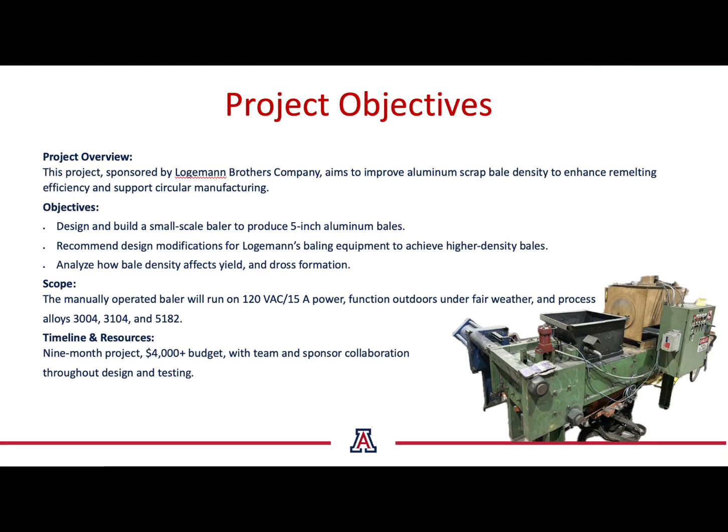With this problem in mind, we defined a few key objectives for our project. First, we needed to design and build a small-scale baler that can consistently produce uniform bales. Next, we focused on finding ways to increase bale density through processes such as shredding. This changed how tightly packed the material could be. Finally, we needed to understand the bigger picture, so we analyzed how bale density impacts material yield and dross formation during remelting. The overall goal is to not just build a working system, but to also provide insights and design recommendations that can improve industrial baling processes.